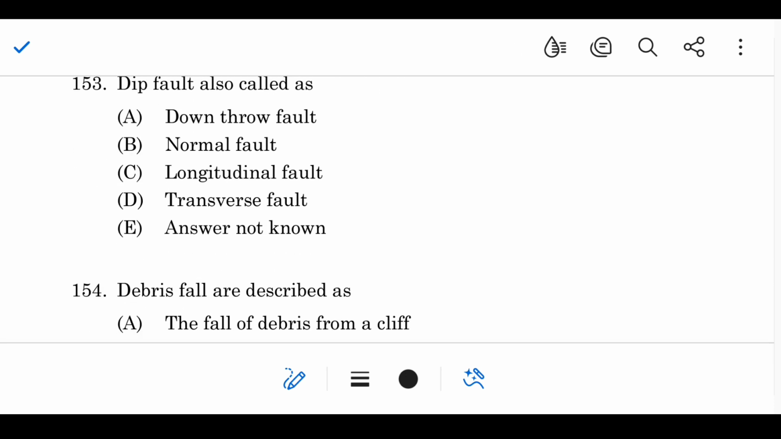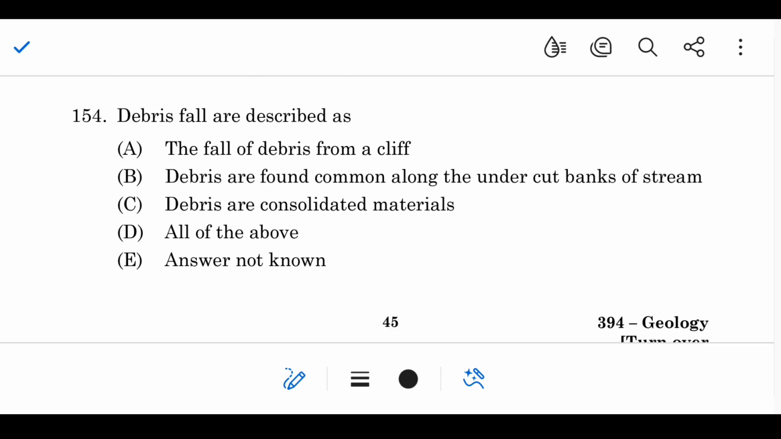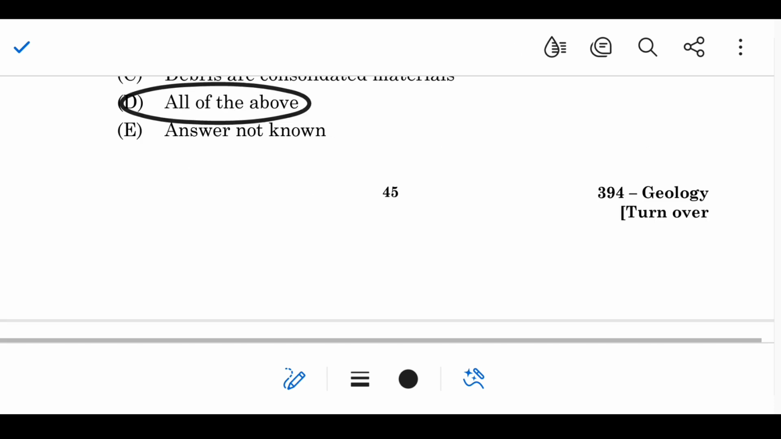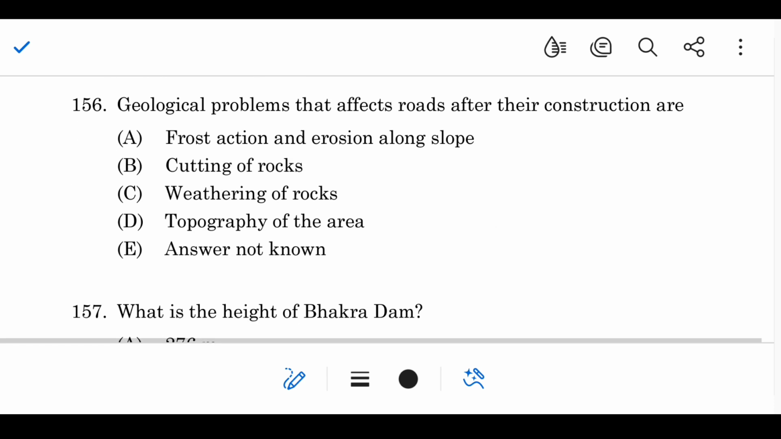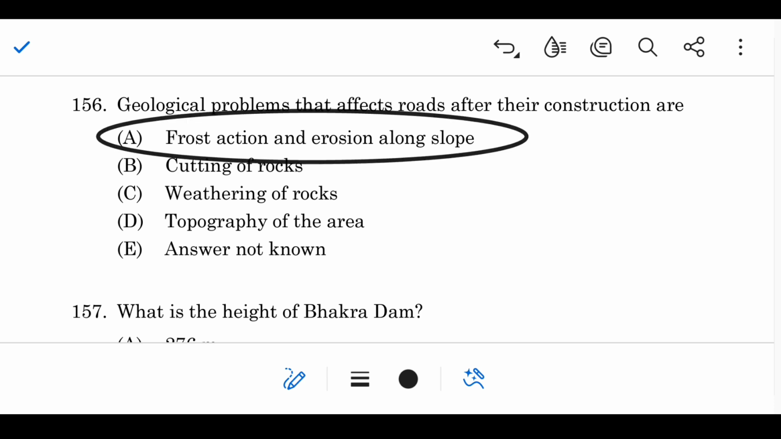Deep fault, also called transverse fault. Debris fall: debris falls are described as the fall of debris from a cliff. Debris are found commonly along the undercut bank of a stream. Debris are unconsolidated materials. So all of the answers are correct. Uniaxial compressive strength of sedimentary rock shale ranges from 50 to 150 kg per centimeter square. Geological problems that affect a road after its construction are not cutting road, not weathering, not topography of the area, it is frost and erosion along slope.